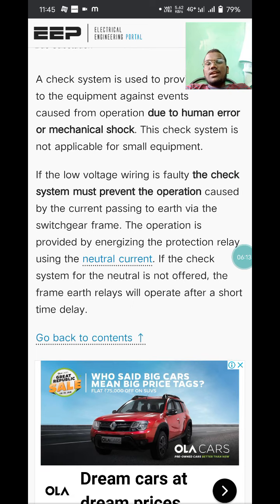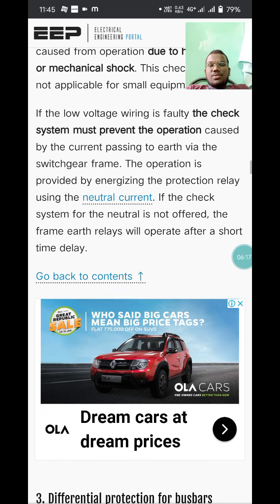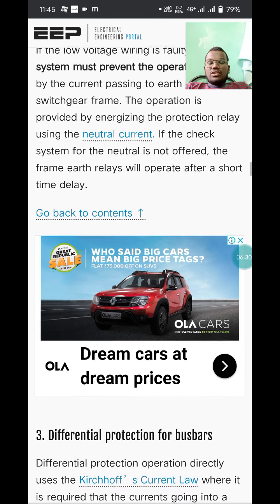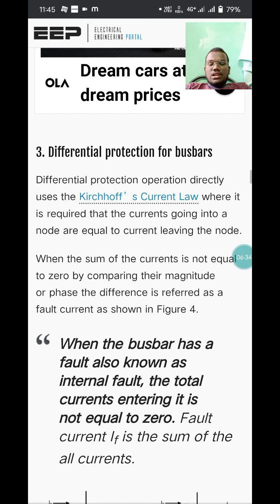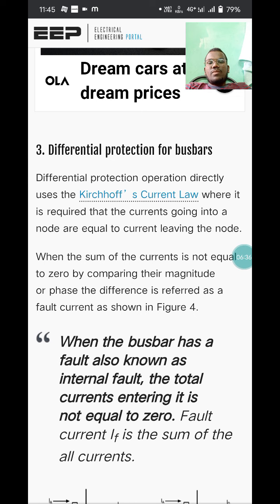If the low voltage wiring is faulty, the check system must prevent the operation caused by the current passing to earth via the switchgear frame. The operation is provided by energizing the protection relay using the neutral current. If the check system for the neutral is not offered, the frame earth relays will operate after a short time delay. Coming to differential protection of bus bars.